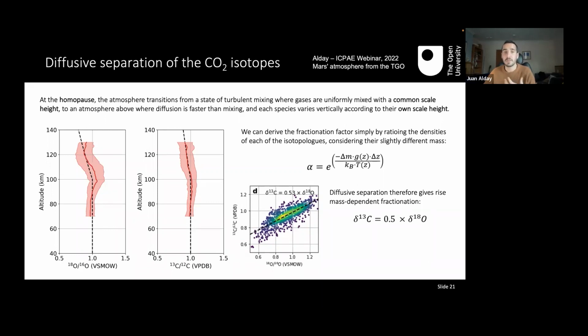So if we take the measurements above 100 kilometers and make that correlation, we see that we indeed get this slope of 0.53, which suggests that it is this diffusive separation of the isotopes that is causing this decrease. And this is important because, as I said, in order to estimate the escape fractionation factor, we need to take into account all processes that fractionate the isotopes from the lower atmosphere to the upper atmosphere. And this diffusive separation essentially creates a depletion of the abundance of the heavy isotopes in the upper atmosphere where the escape processes occur.